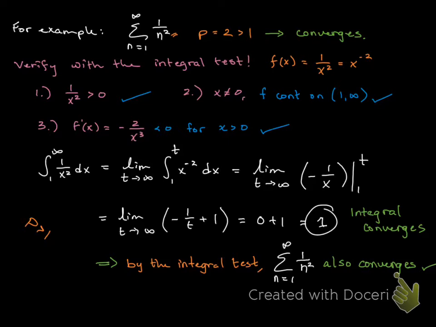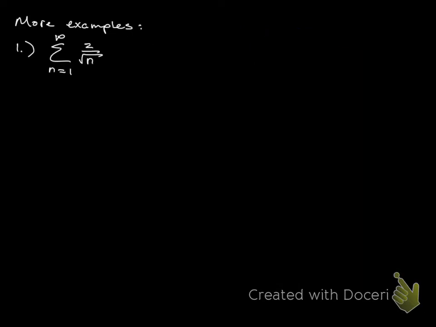In general, if you have a p series, you do not have to do the integral test. You can just jump right to the p series and say, oh, hey, p is 2. That's bigger than 1. The series converges. Okay? Let's look at some examples.